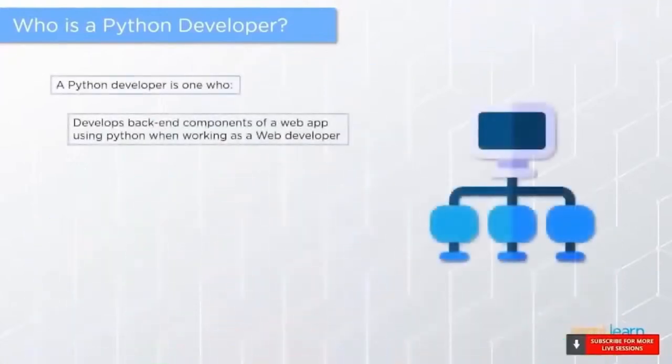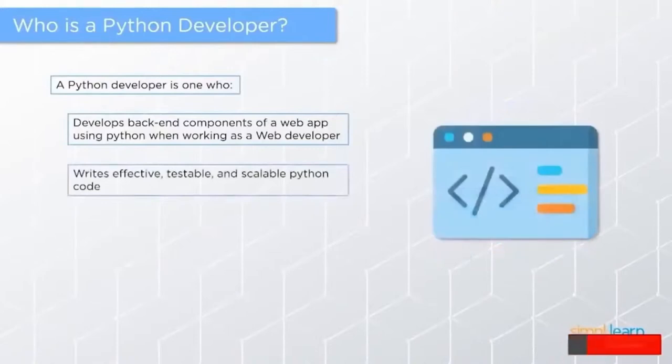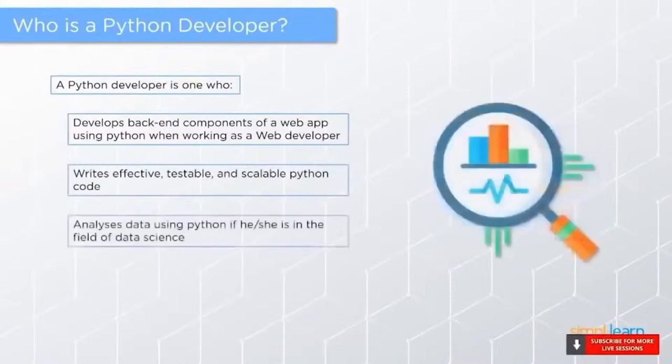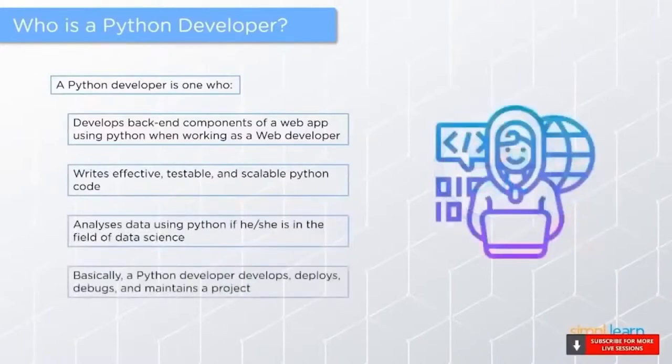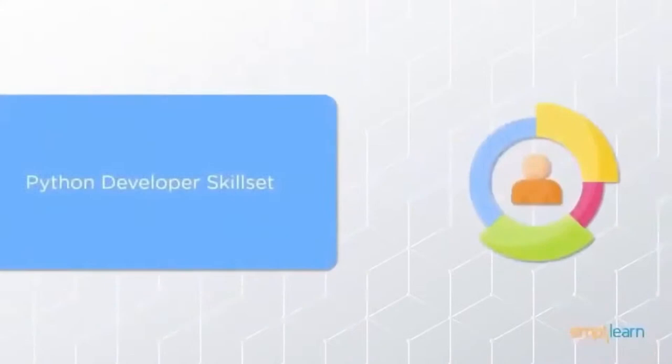A Python developer is one who develops backend components of a web application using Python when working as a web developer. Now, web frameworks like Django and Flask are used for this purpose. A Python developer is also the one who writes effective, testable, and scalable Python code. He also performs data analysis when working in the field of data science. So basically, a Python developer develops, deploys, debugs, and maintains a project. Let's go through the skill set of a Python developer.